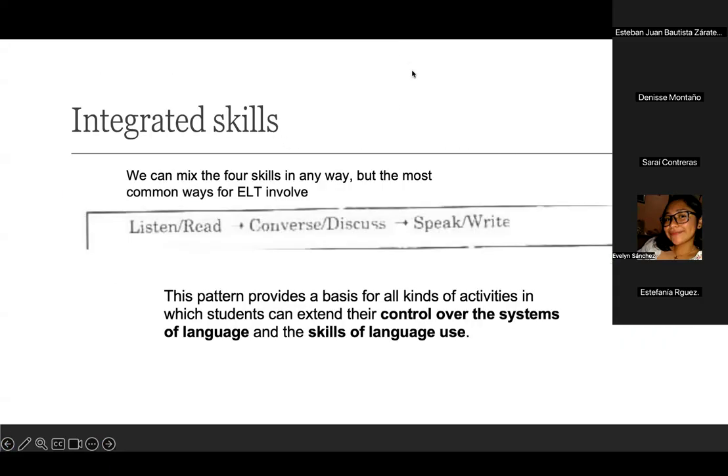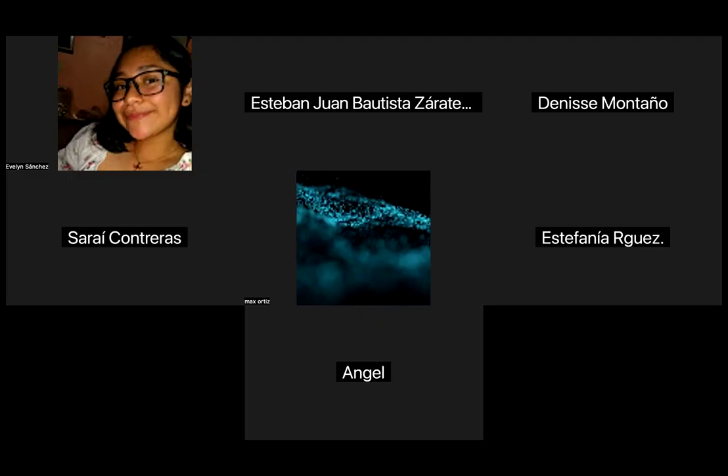So I stop sharing. I can listen to any comment or question you have about this perspective of integrated skills, first of all. You can tell me, no matter if you want in Spanish or in English, something that has called your attention about this integrated skills approach.